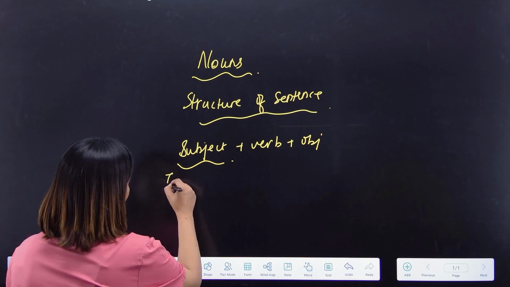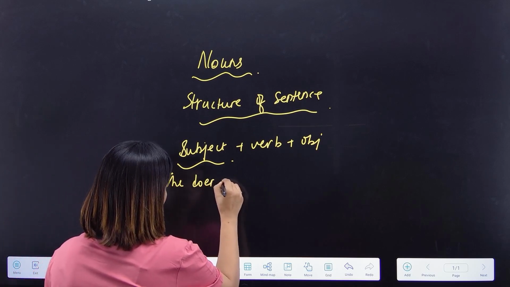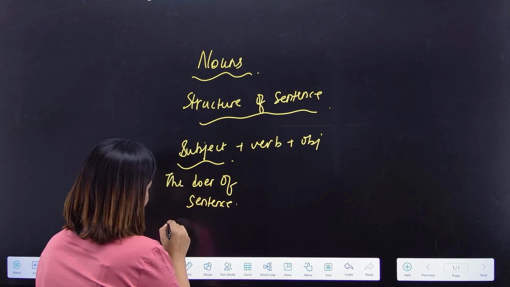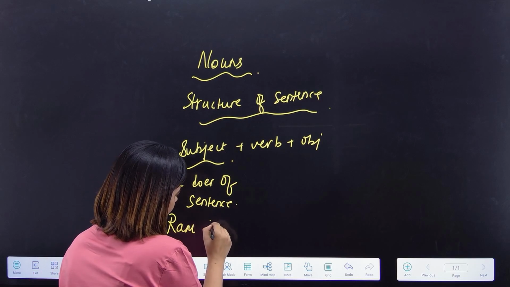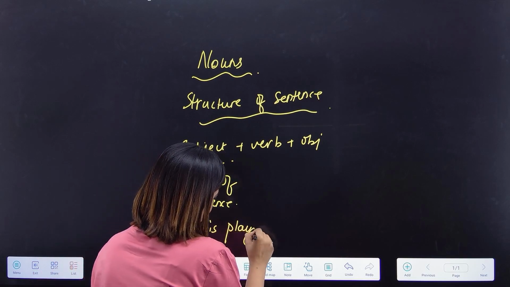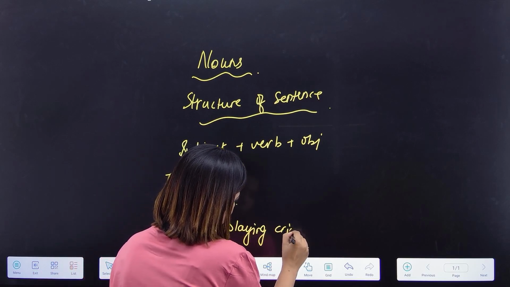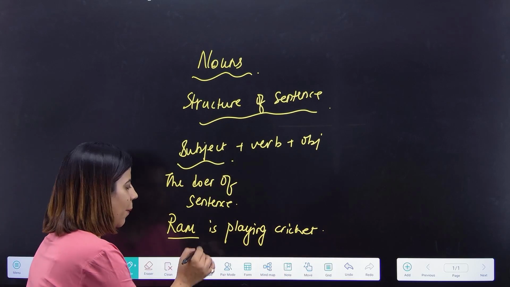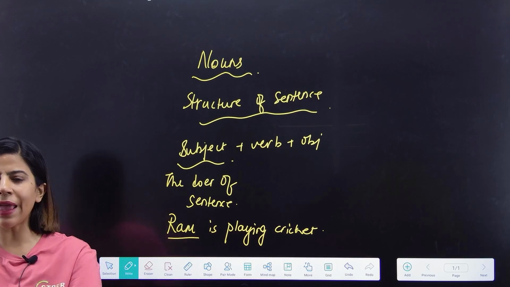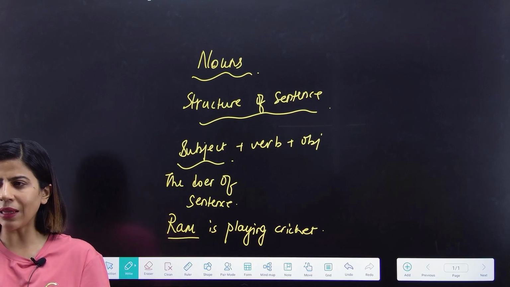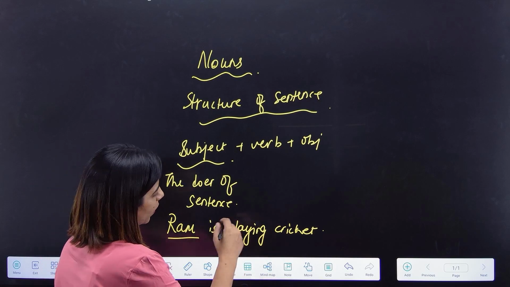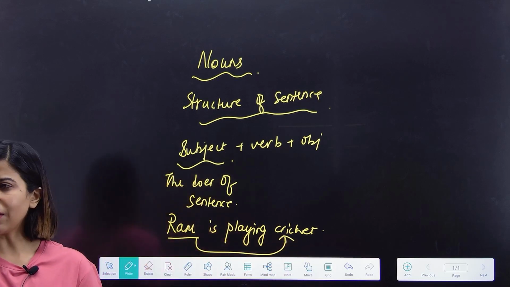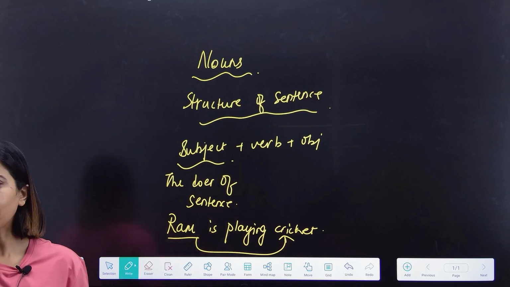Subject is the doer of the sentence. If I say Ram is playing cricket, so what is the subject here? Ram. Because Ram is performing the action. Which action? Playing. And after doing this action, what is being received? That he is playing cricket, right?